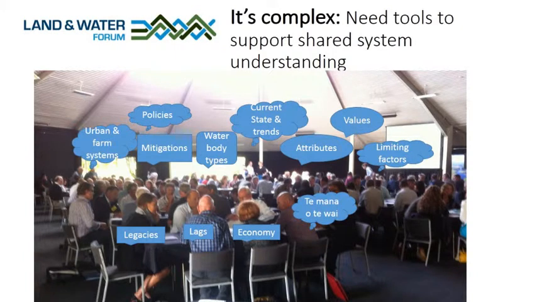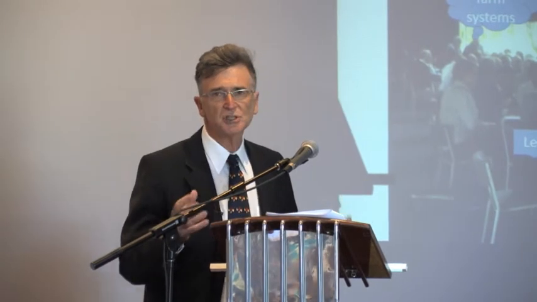So thanks to the good work of the Land and Water Forum, there are a lot more images like this going to occur into the future, where we have groups of stakeholders doing collaborative process, trying to implement the National Policy Statement for Freshwater Management with all these sorts of things in their heads. How do we figure out our values? How do we work out what our attributes are, and how do we work through limiting factors, and how do we bring all this together to come up with a solution?